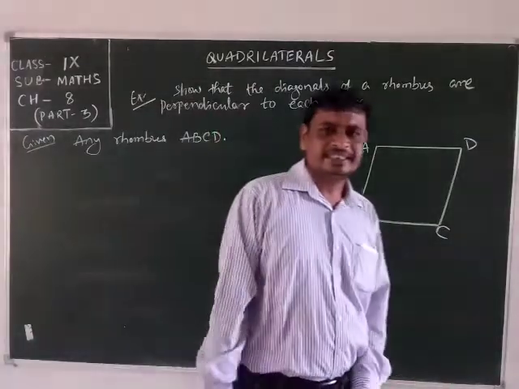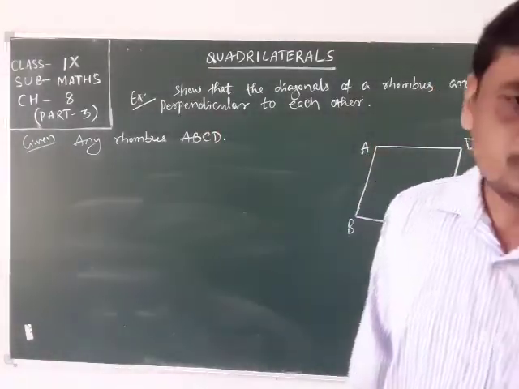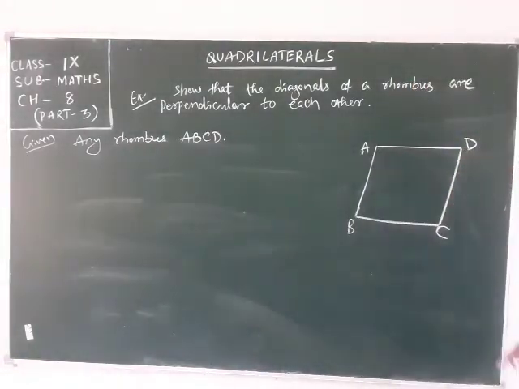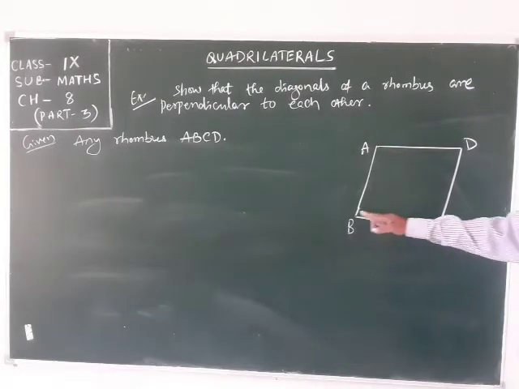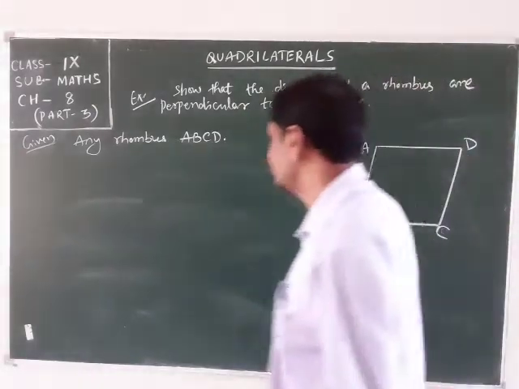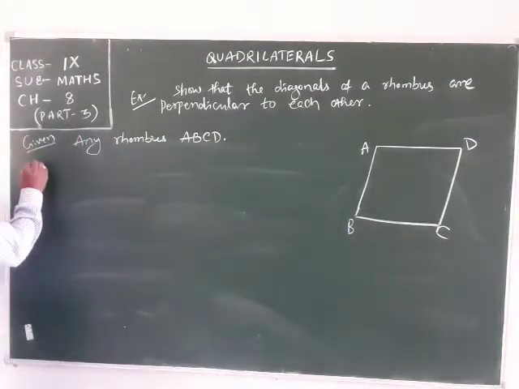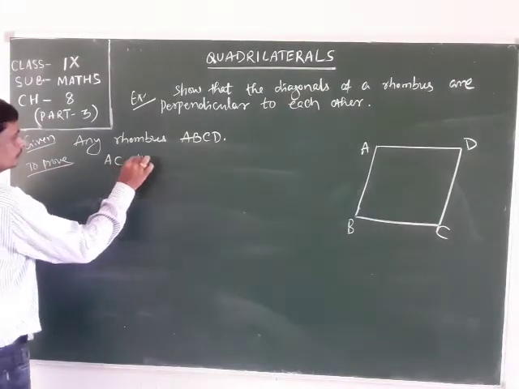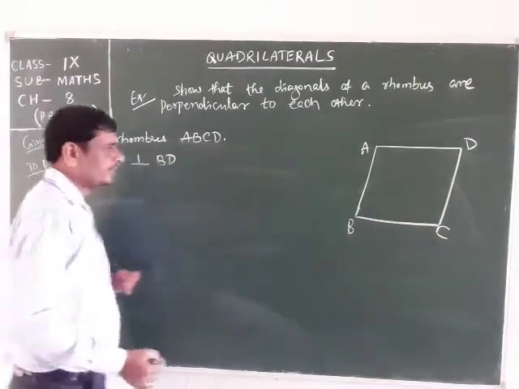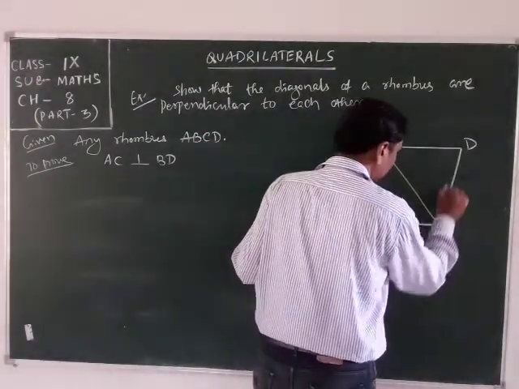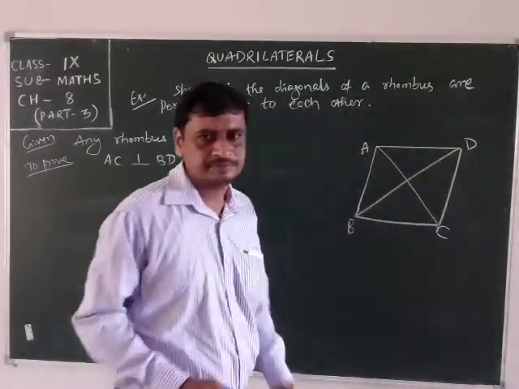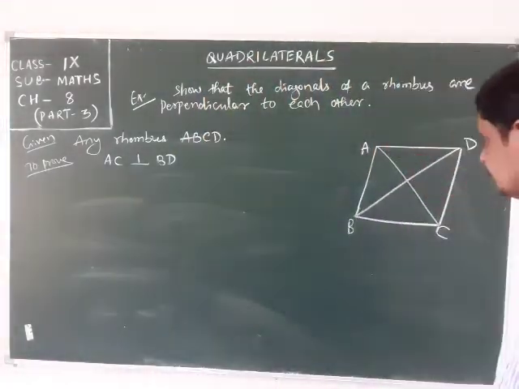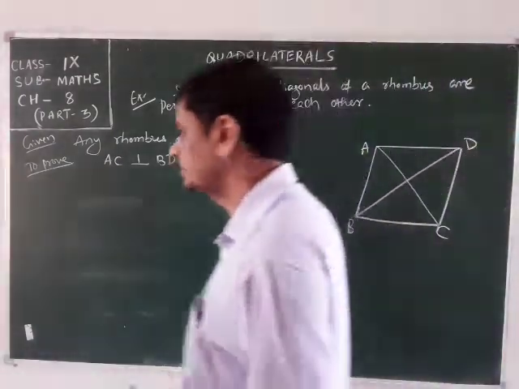A rhombus ABCD is given here, and we have to show that the diagonals AC and BD are perpendicular to each other. How to show it?